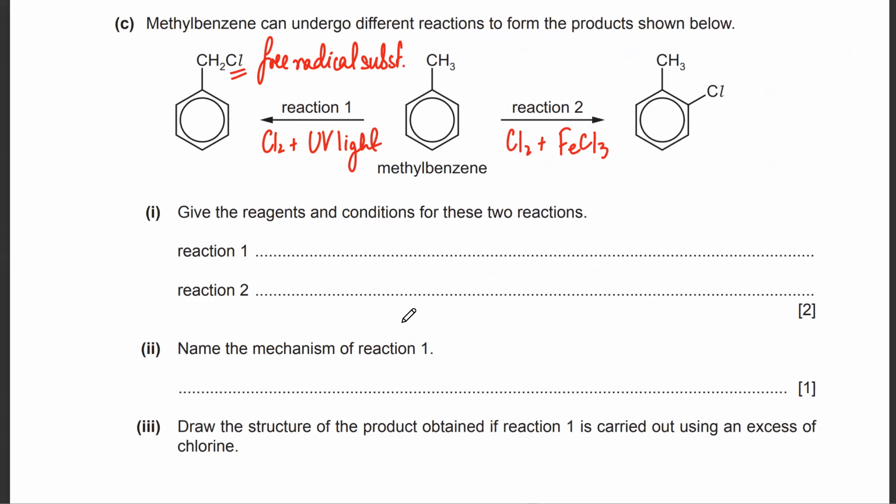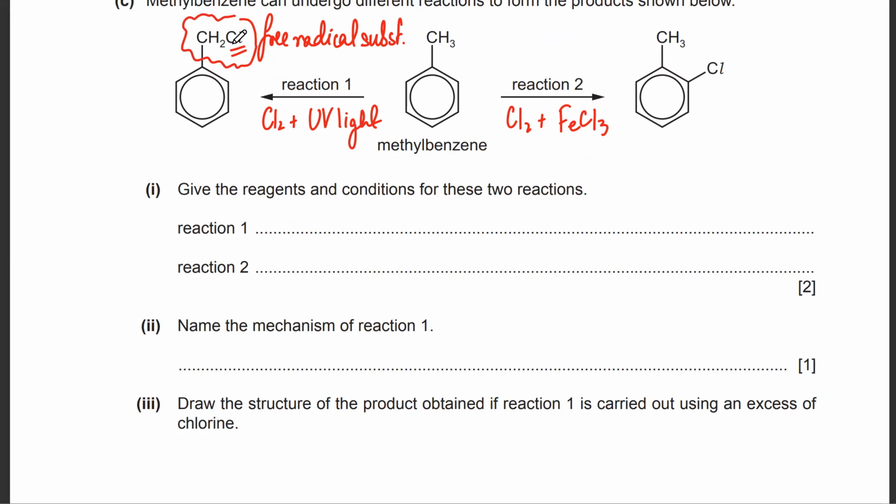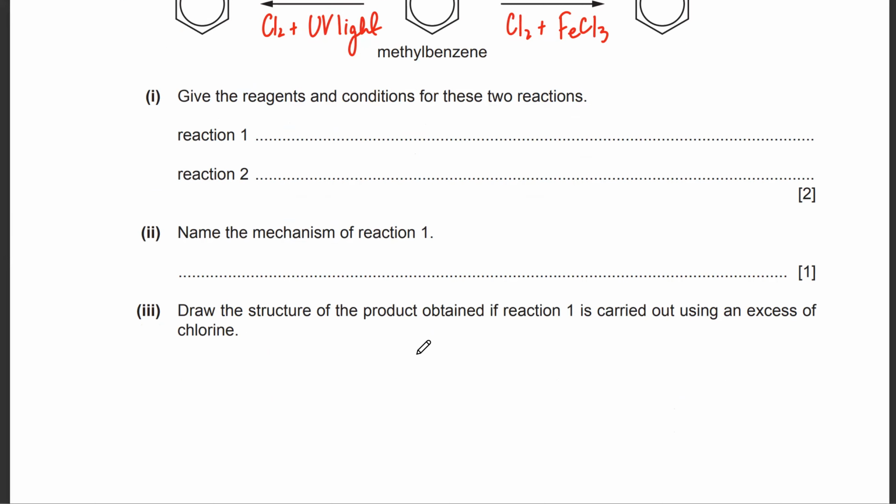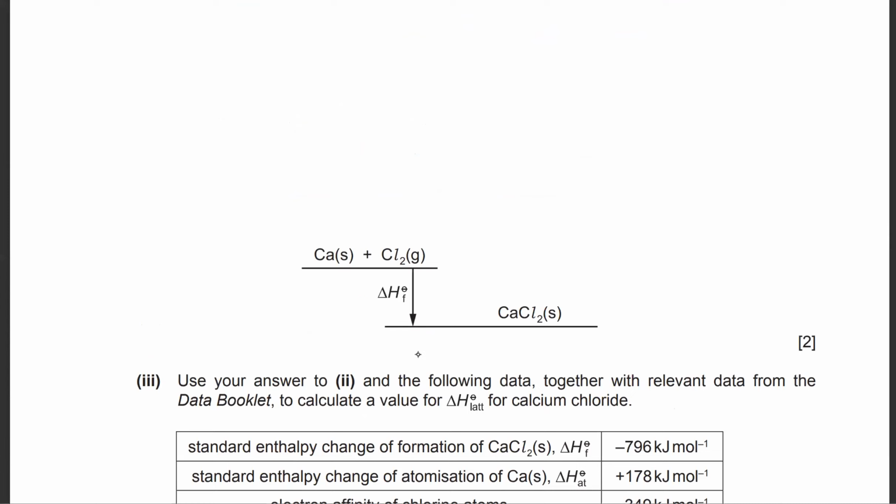Anyway, coming back to this, name the mechanism, we did that. Draw the structure of the product obtained if reaction 1 is carried out using an excess of Cl2. My guess is that the only thing that will happen is that all three would be Cls, right, if there's an excess of Cl2. Is that clear? Yes, sir. Okay, so that's about this. Let's move to the next organic question. Just a second.